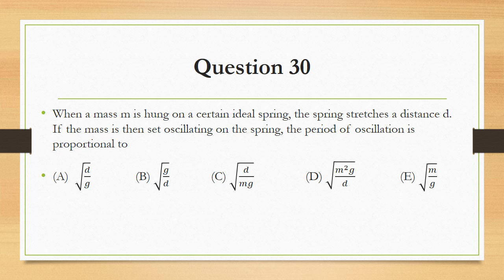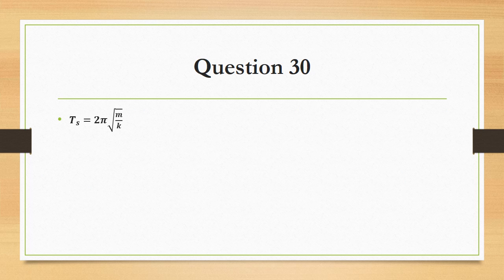All right, here in question 30, we're asked about the period of oscillation of something that's on a spring, and for this we go to our equation sheet, which gives us the period formula. And that formula is 2 pi times the square root of mass over k, k being the spring constant. So let's just try to figure out what's proportional here. For starters, 2 and pi are both constants, so I can take those out.